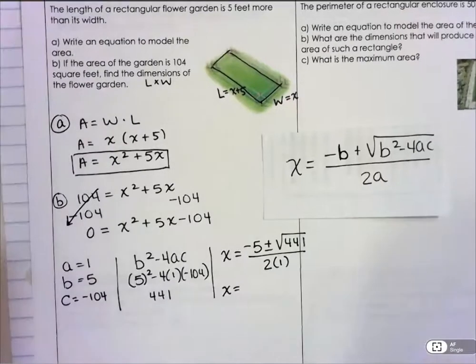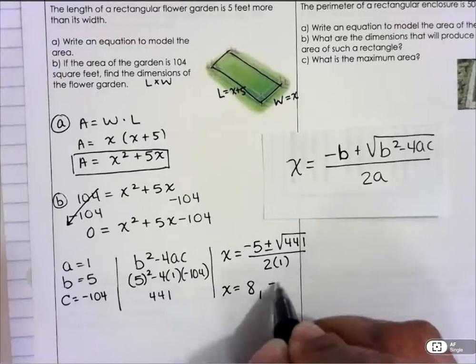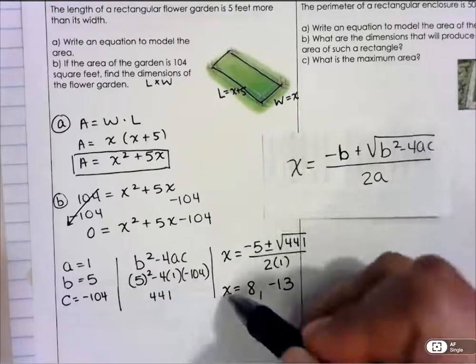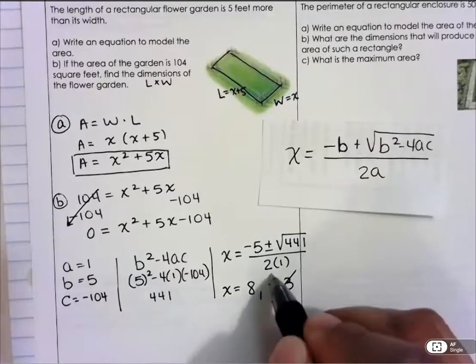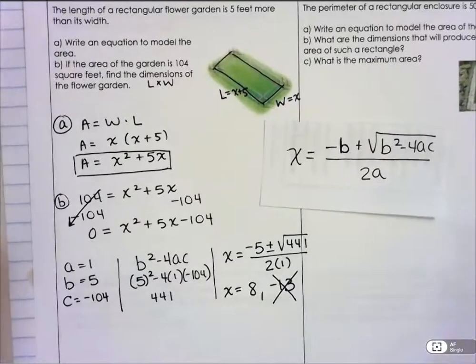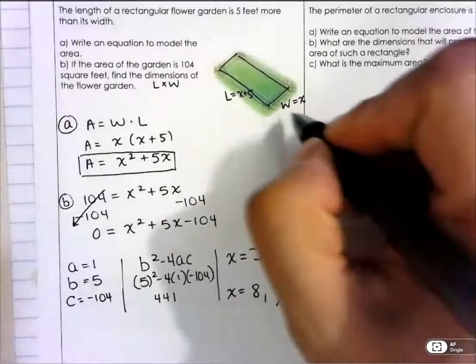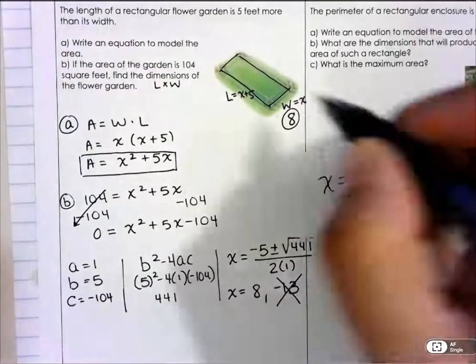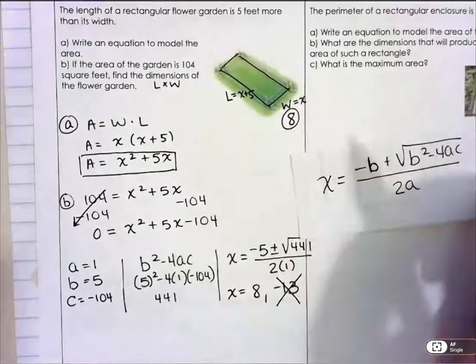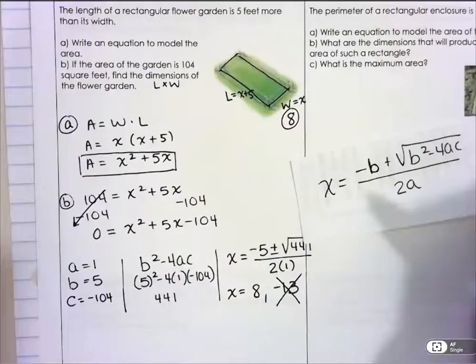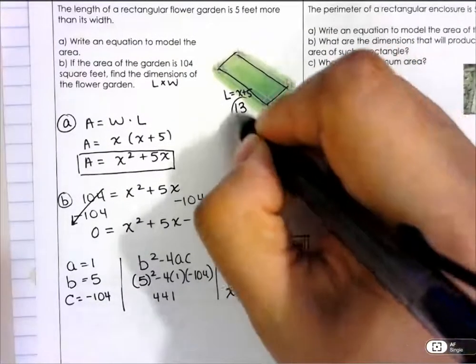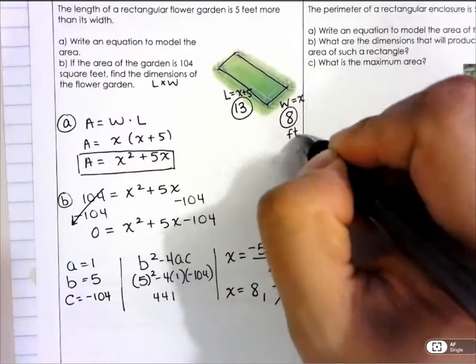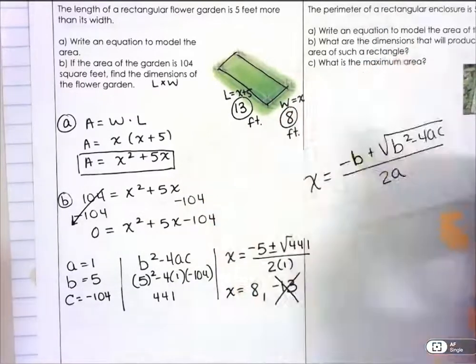And my x is going to be 8 and negative 13. Well, negative 13 for a width doesn't make much sense, because a width can never be negative. So x equals 8, and the width is 8, and the length is 8 plus 5, which is 13. And if we put units on this, it would be feet.